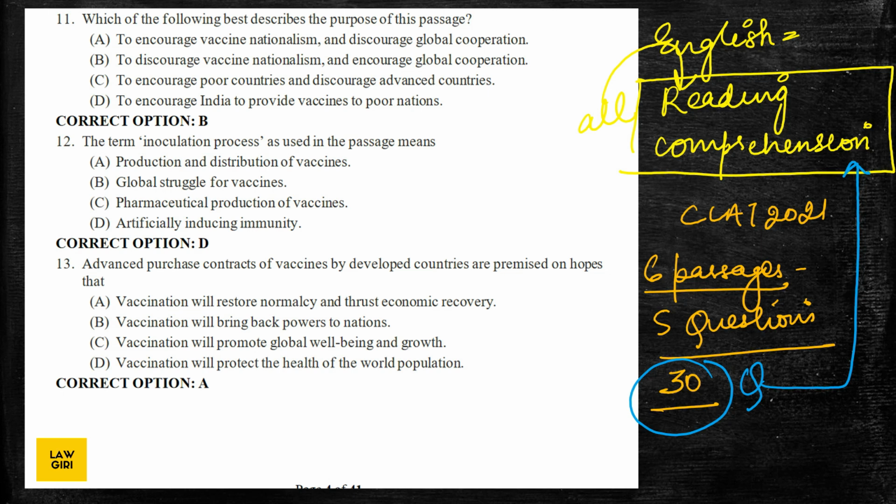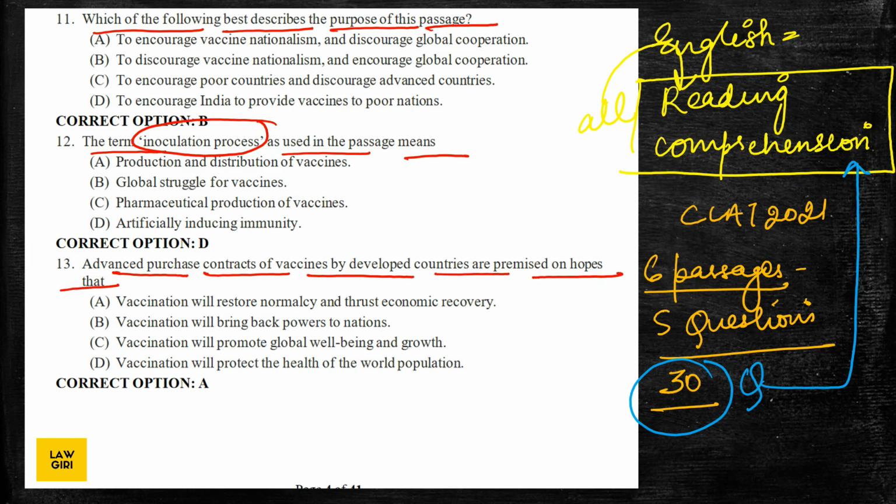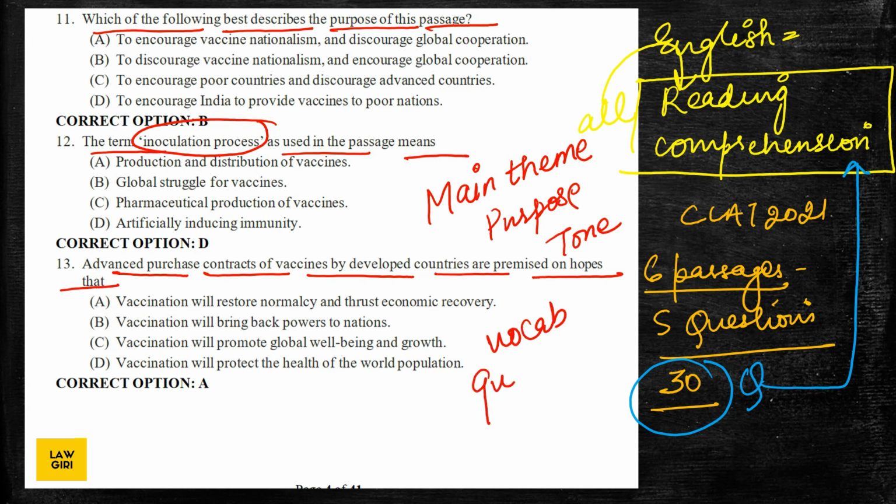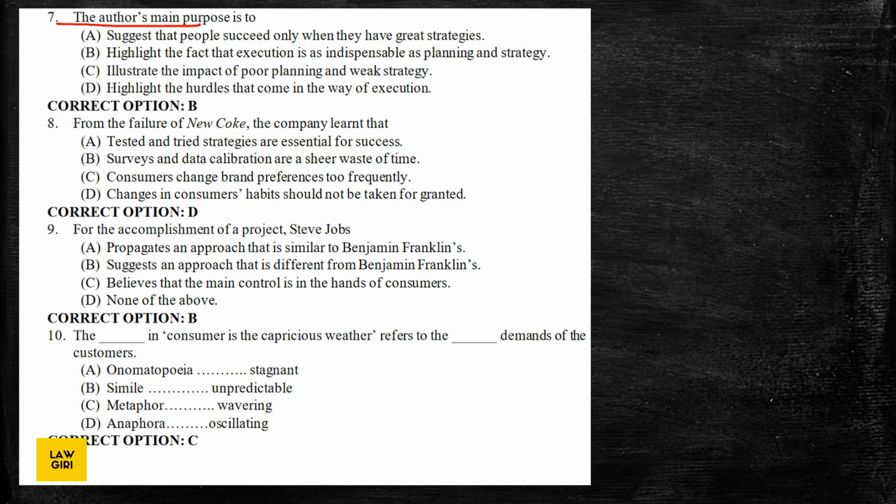Kaise se questions aaye the? Let's check out. Which of the following best describes the purpose of this passage? The term inoculation process as used in the passage means advanced purchase contracts of vaccines by developed countries are premised on hopes that. So, wahi questions. If someone had solved questions, main theme, purpose, tone of the passage, vocab questions. So, these are the common questions that are asked from reading comprehension. Check out more questions. The author's main purpose is to, from the failure of New Coke, the company learned that for the accomplishment of a project, Steve Jobs. So these were all passage based questions, right?